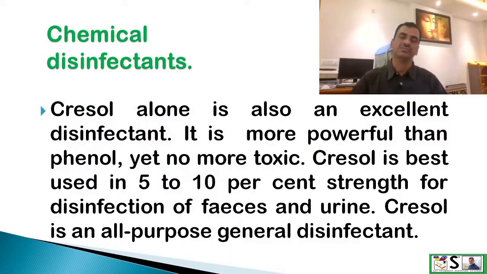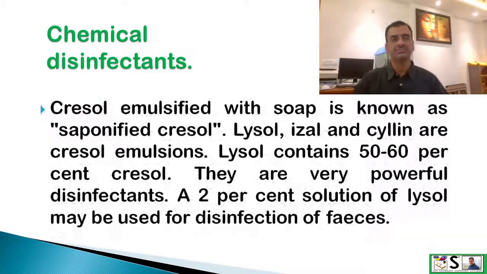Creosote alone is also an excellent disinfectant. It is more effective than phenol, yet no more toxic. Creosote is best used in 5 to 10% strength for disinfection of feces and urine. Creosote is an all-purpose general disinfectant. Creosote, when emulsified with soap, is known as saponified creosote.